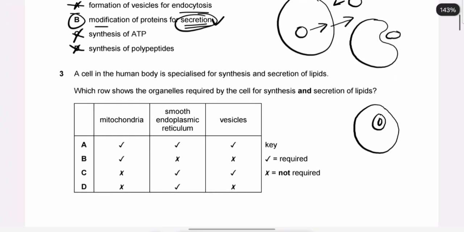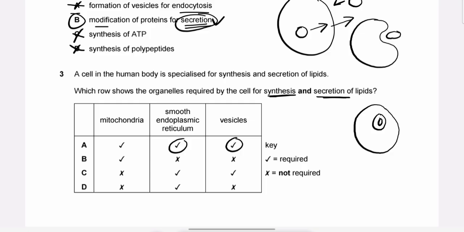Then for number 3, it says a cell in the human body is specialized for the synthesis and secretion of lipids. Which row shows the organelles required by the cell for synthesis and secretion of lipids? And looking at part A, we have the mitochondria ticked, the smooth endoplasmic reticulum ticked, and vesicles ticked. Remember, we're looking at synthesis and secretion, and so for secretion we definitely need vesicles and the smooth endoplasmic reticulum. That's for secretion. And for synthesis, we are also going to need the mitochondria for energy in the form of ATP.